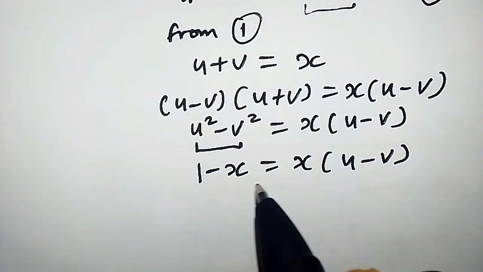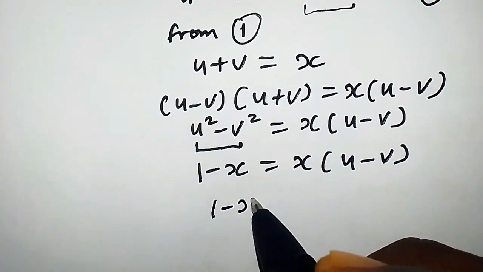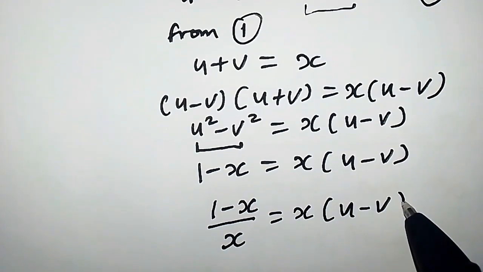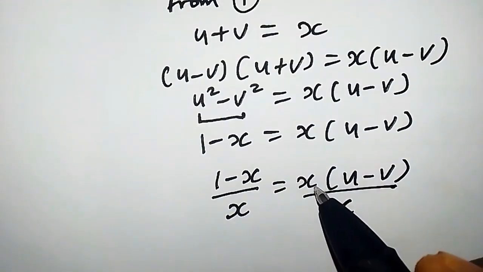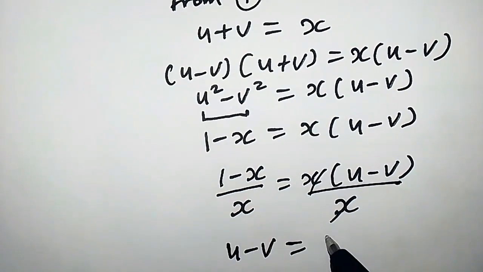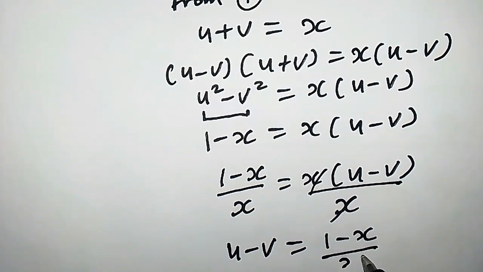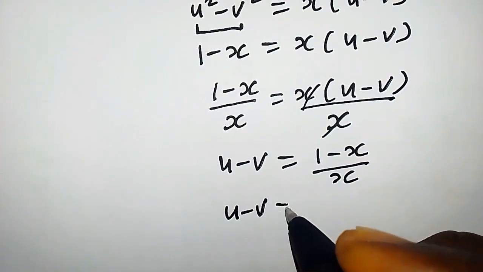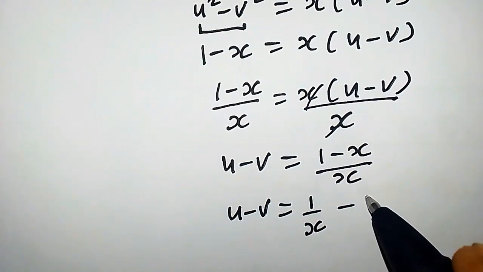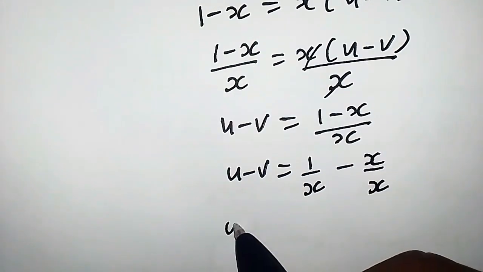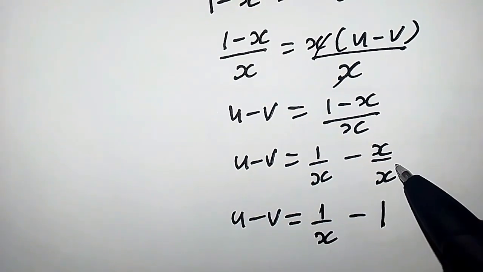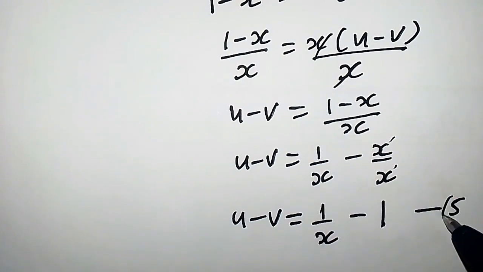So we are going to replace u square minus v square with 1 minus x, equals x times u minus v. Let's divide both sides by x. We're going to have 1 minus x over x equals x times u minus v over x. The x's take care of each other. We are now left with u minus v equals 1 minus x over x. This could be written as 1 over x minus x over x. So u minus v equals 1 over x minus 1, because x cancels x. Let's call this equation 5.